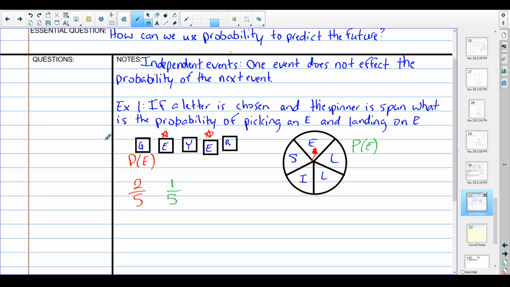Now we take these 2 probabilities, and here's the trick. If we want both things to happen at once, we're going to multiply the 2 together. So really all the math we're doing is multiplying fractions. So we go straight across. 2 times 1 is 2. 5 times 5 is 25. So what is the probability of both of these events happening at the same time? 2 out of 25.